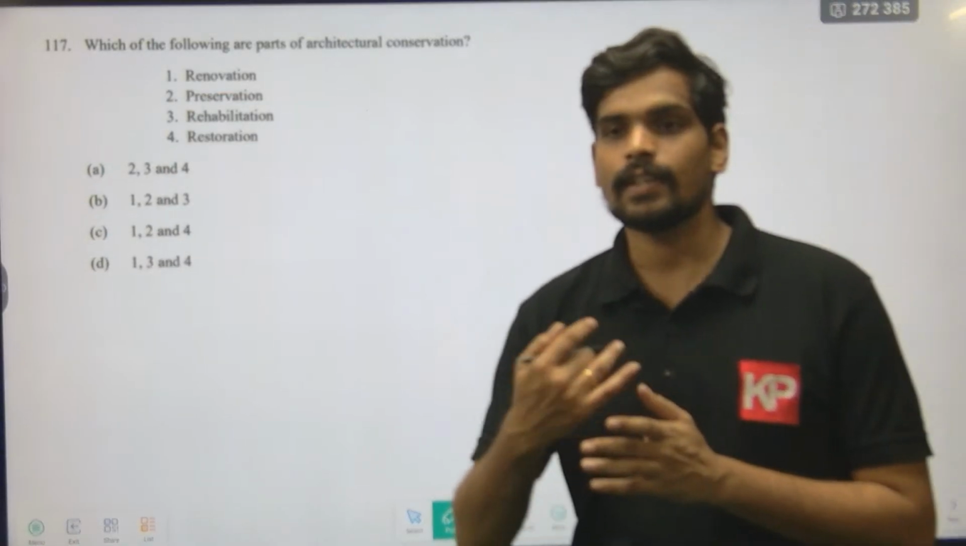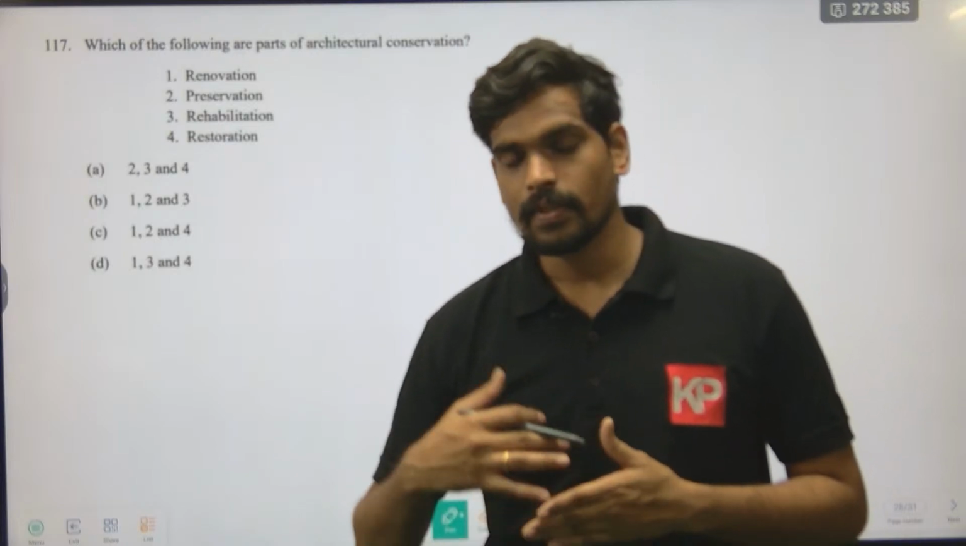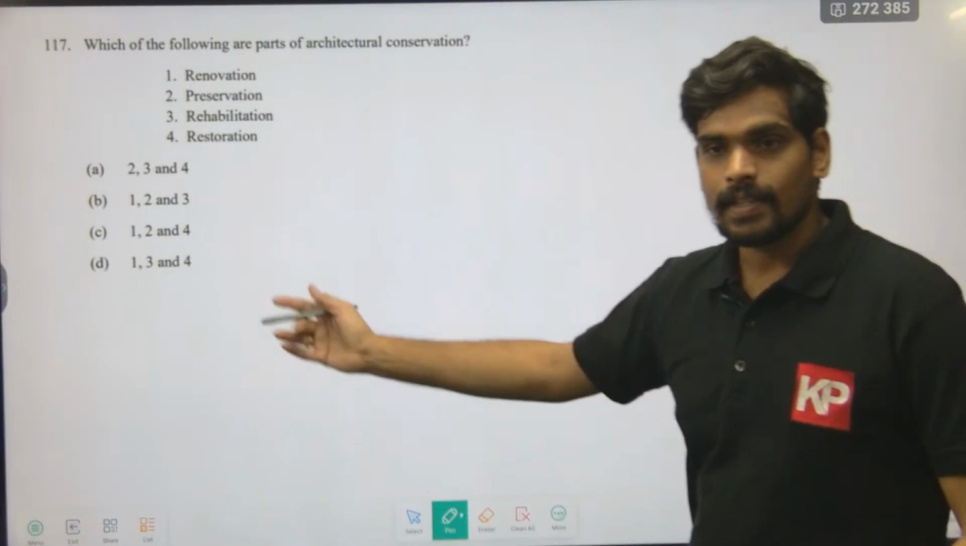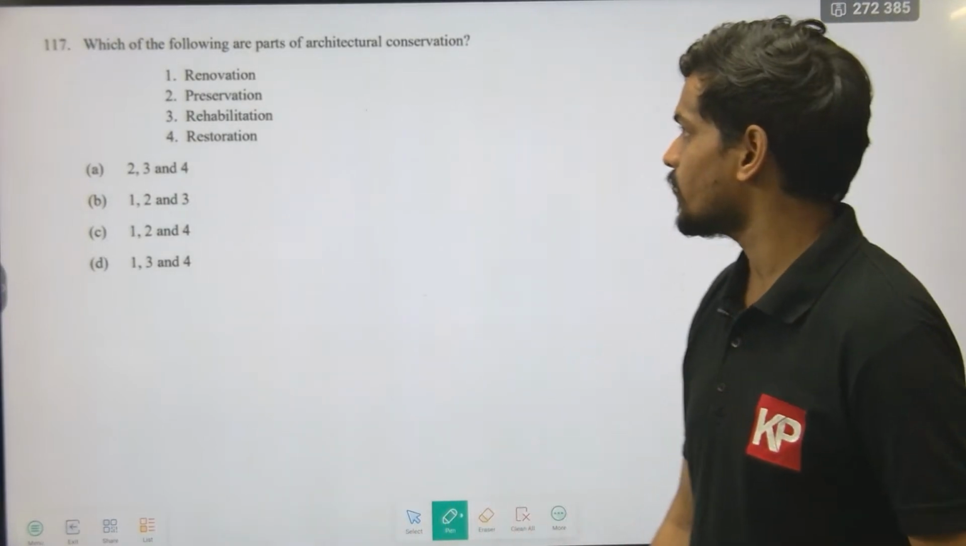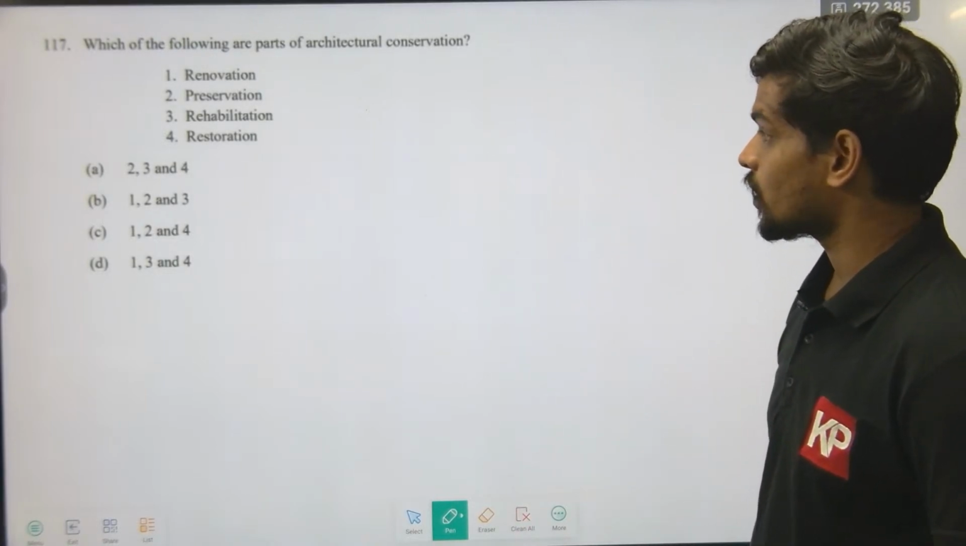So there are various levels of conservation. You'll need to look into those details of levels of conservation and their implication. Next one. Talking about levels of conservation, this question actually relates to the same concept. Let us look into this question. Which of the following are parts of architectural conservation?